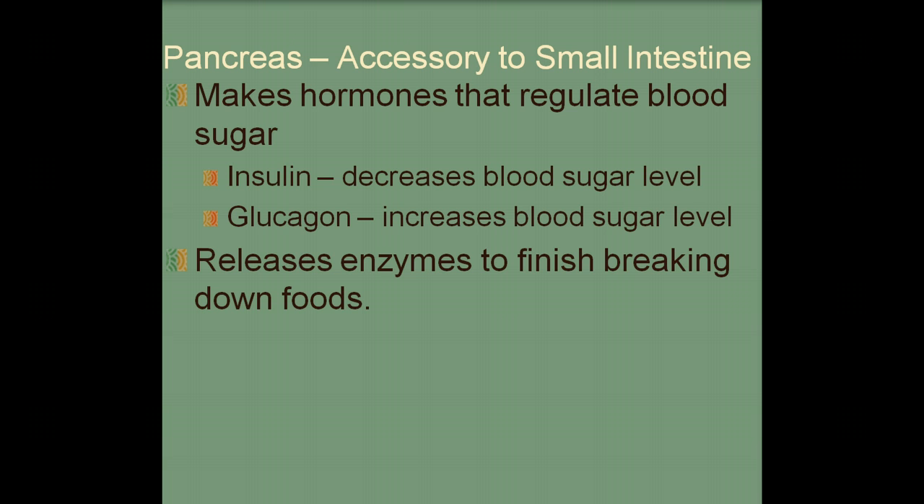The pancreas is an accessory organ to your small intestines. We will talk about the pancreas later in the endocrine system, but in the digestive system, the pancreas is important for creating two groups of hormones. The first group of hormones are the hormones that regulate your blood sugar. So insulin, when released in your blood, causes the amount of blood sugar to decrease. The hormone that works in the opposite direction is glucagon. Glucagon increases the blood sugar level. In addition, the pancreas releases a whole host of enzymes that finish breaking down foods.